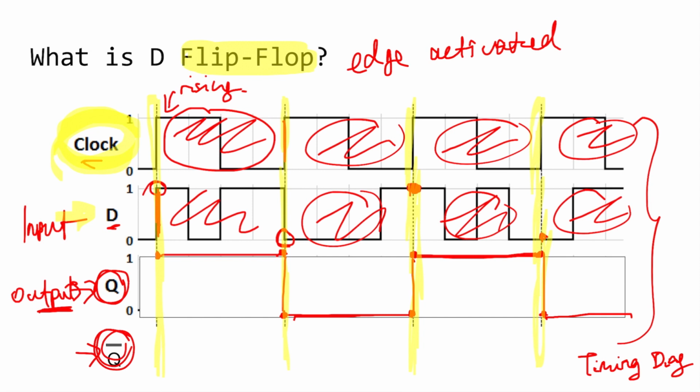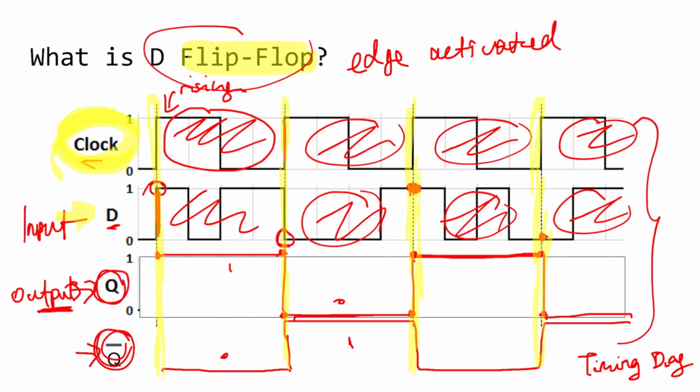And Q bar is just the invert of Q. So when Q is at 1, it should be at 0. And then when Q is at 0, it should be at 1. So just a mirror image of Q. So this is for Q bar.